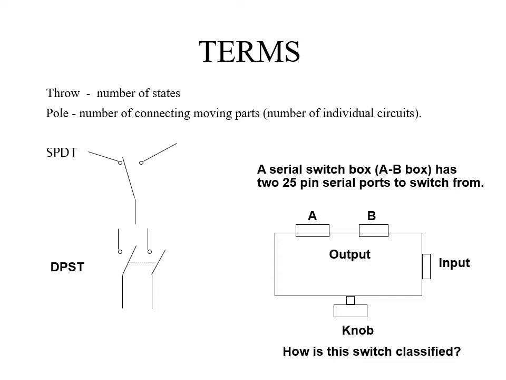And on the other one, we have double pole single throw. Double pole because there are two moving parts, and single throw because if you switch the state of the switch, it can either be an open or closed circuit.